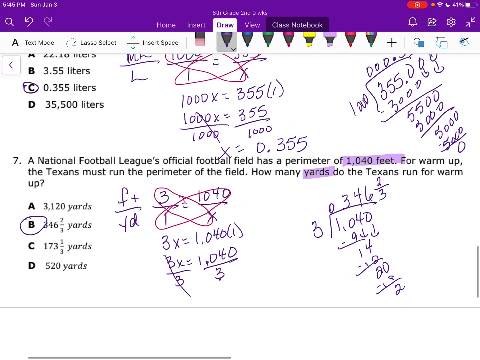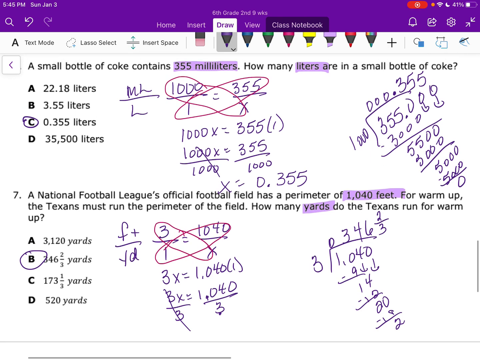And that's it. So that's basically conversions, converting between measurements with some word problems. They're not real difficult ones. Sometimes you might have to do more than one step, but just use your chart, set up your proportion, and you got this.